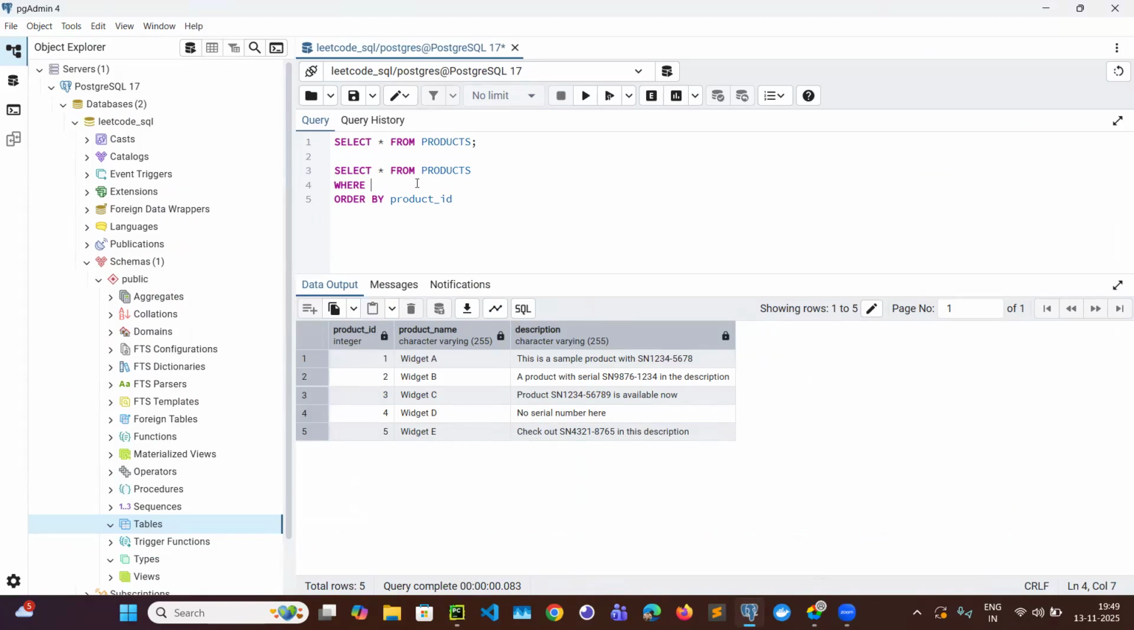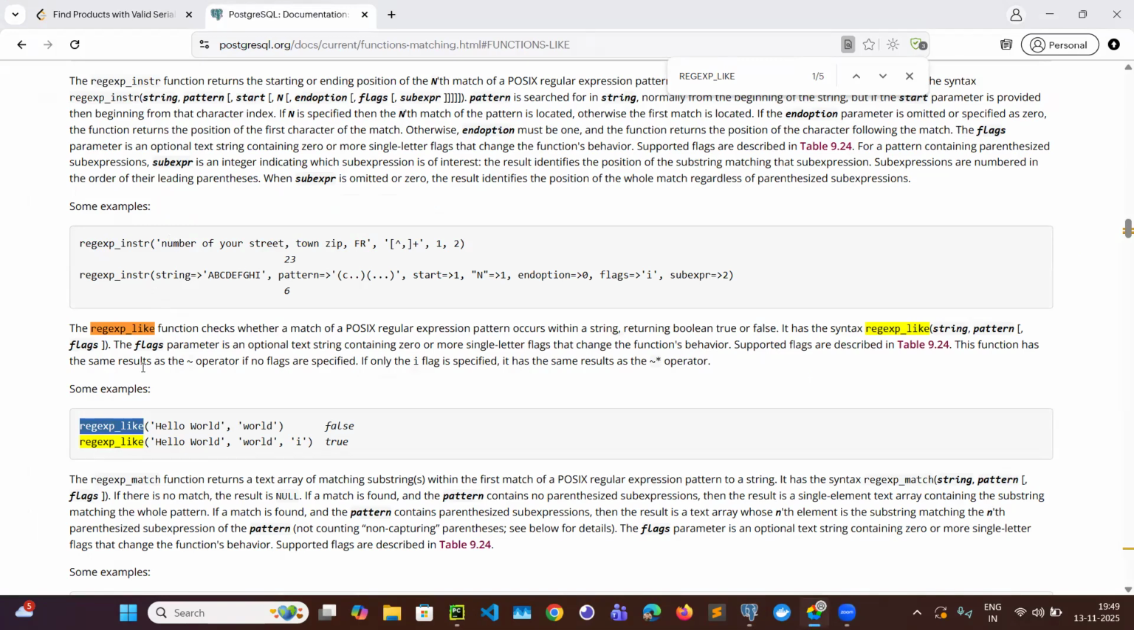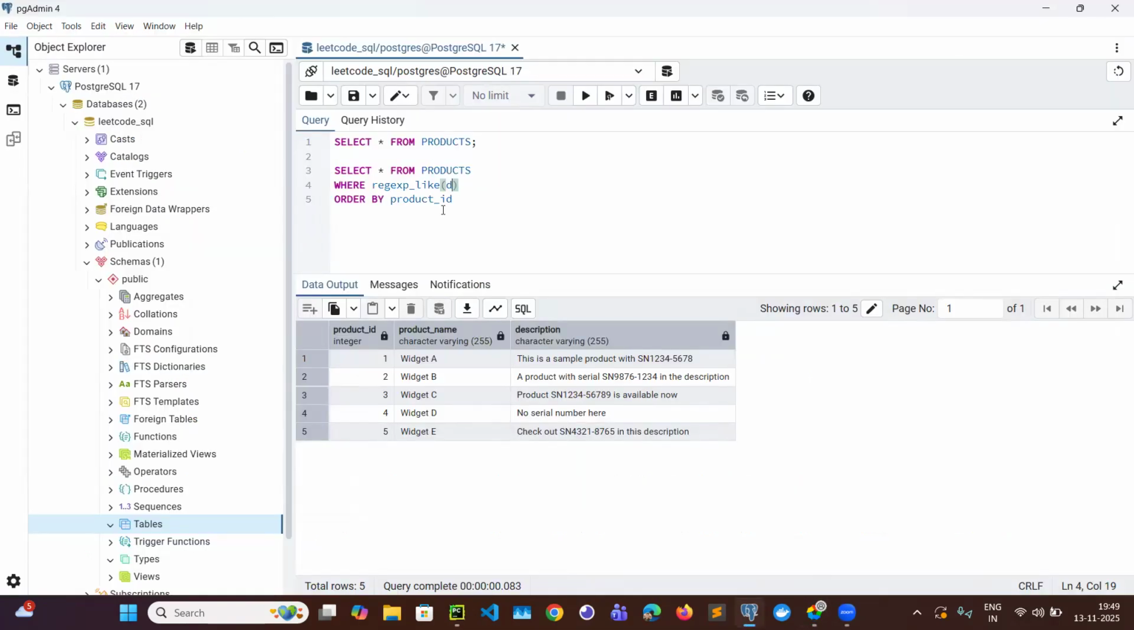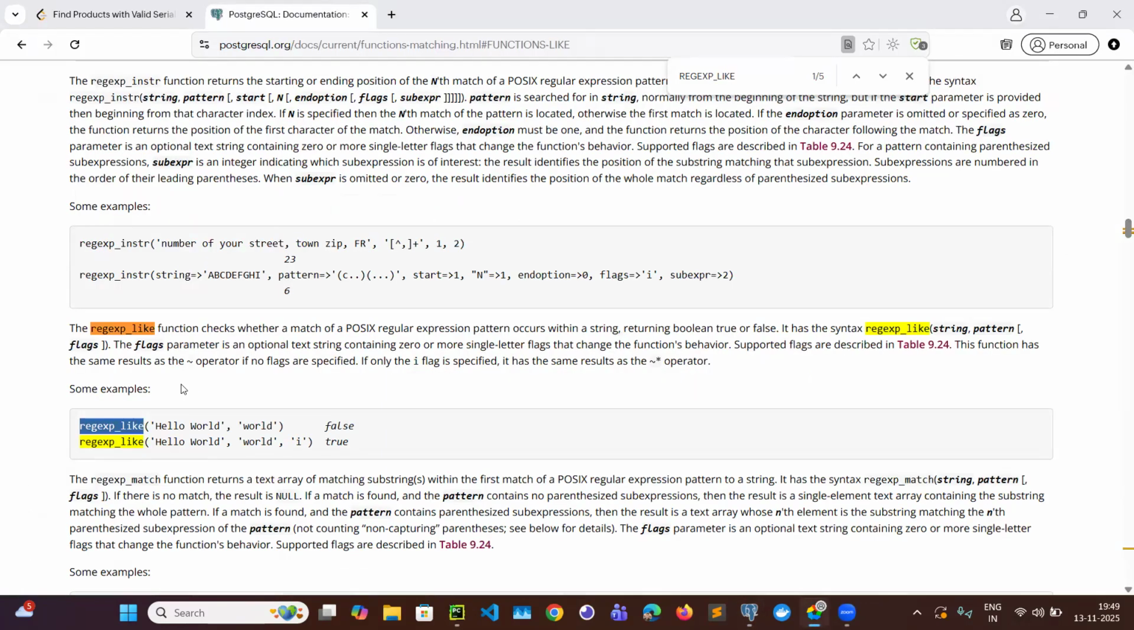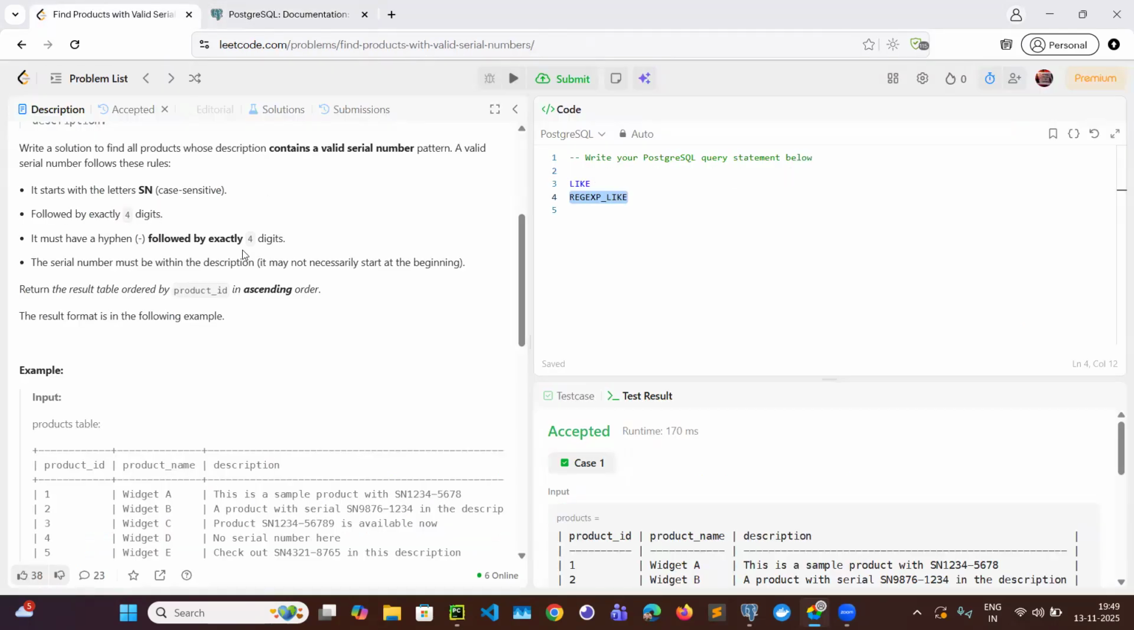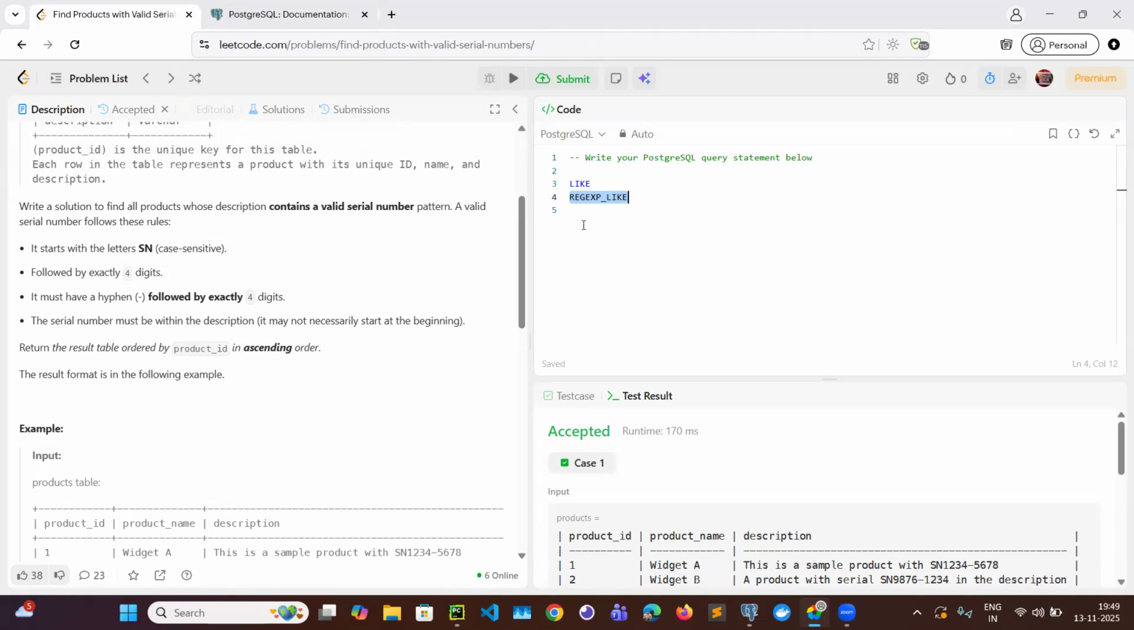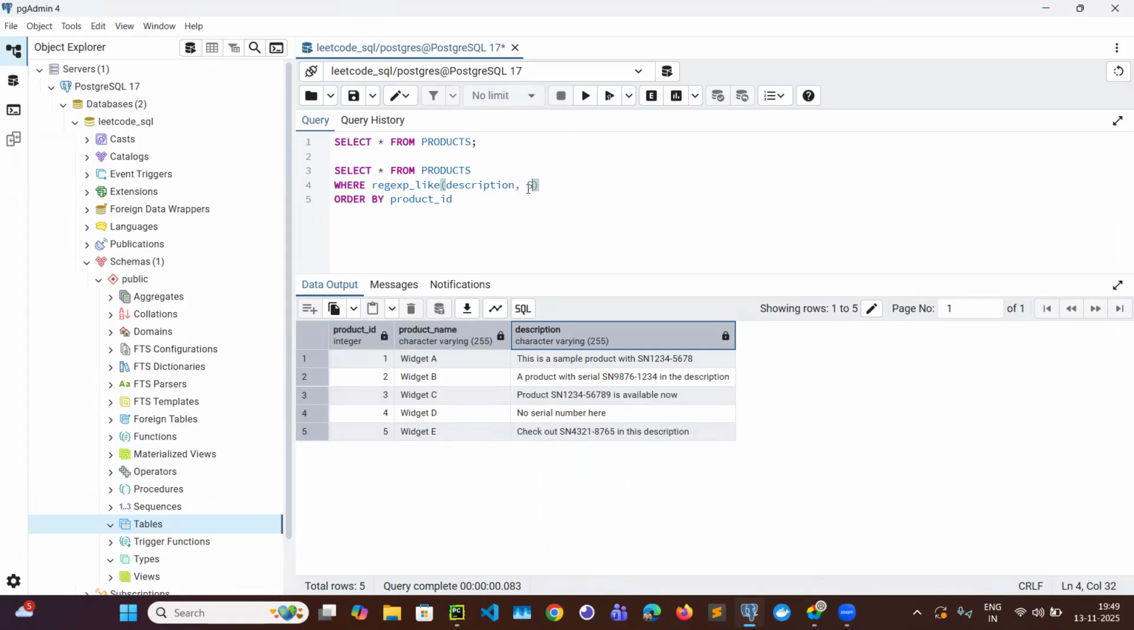So let me write where REGEXP_LIKE, and a regular expression needs the whole string, which means it needs the description column. Basically this tilde. Then we need to give the regular expression. How should the regular expression look like? A regular expression should start with SN, and the regular expression should be in quotes. So first put the quotes.